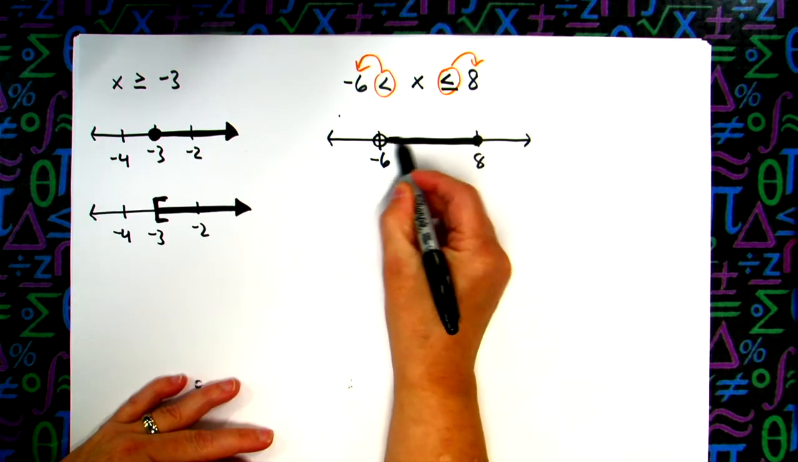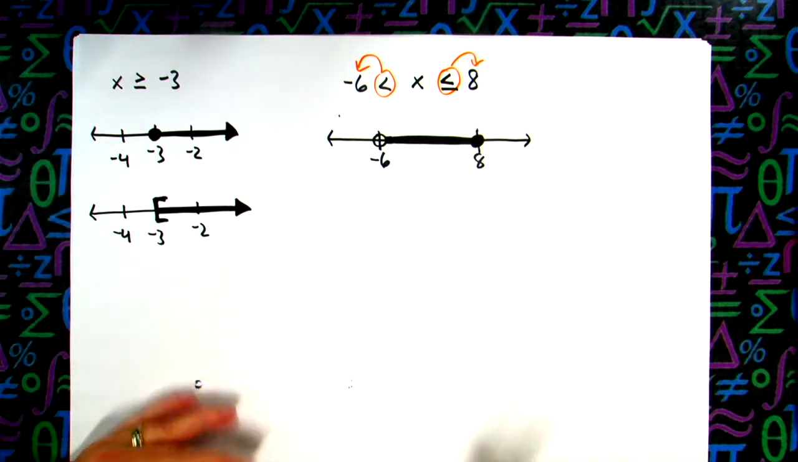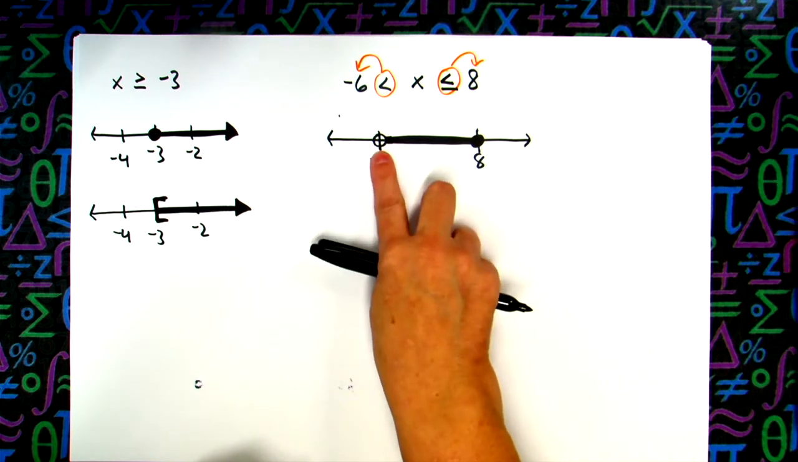And again, watch how I'm drawing on this number line. Literally, I'm on the number line. I'm not drawing it above the number line. I'm literally drawing it on the number line. So pretty straightforward.